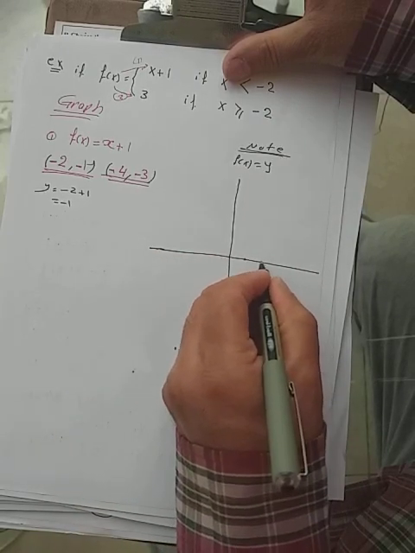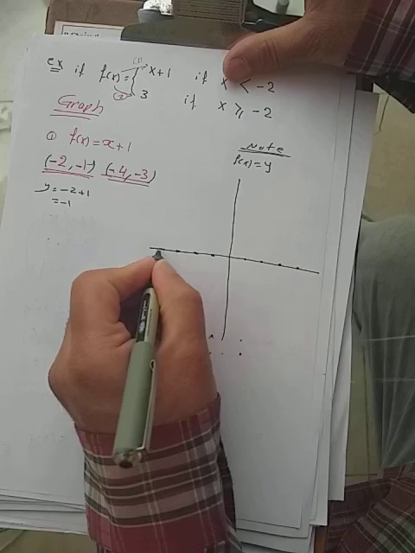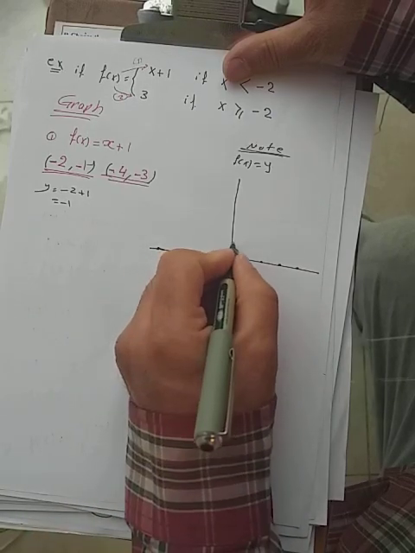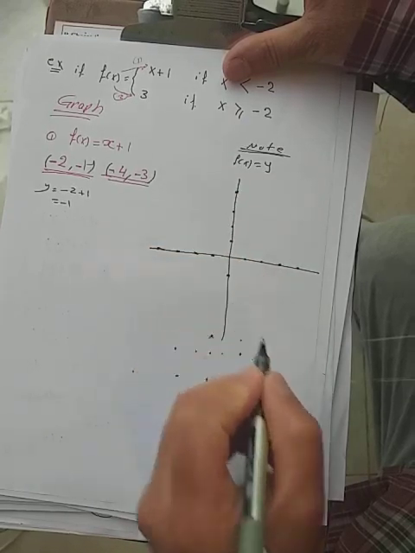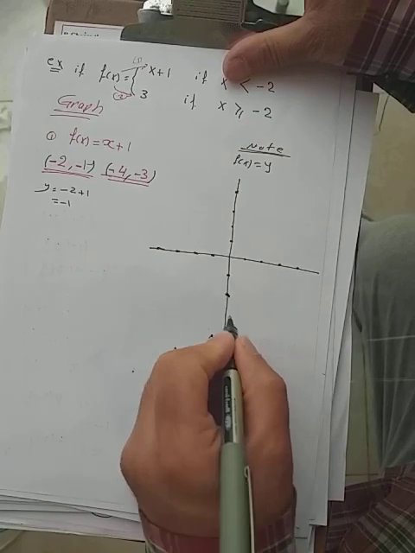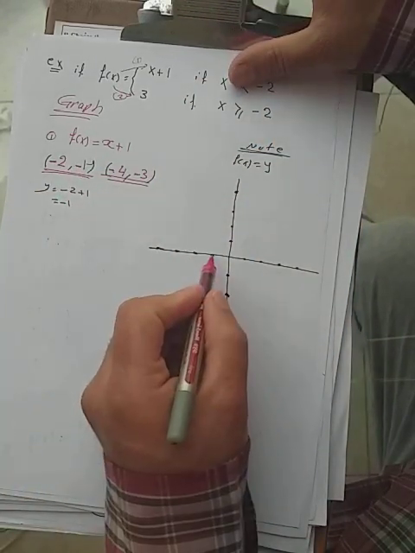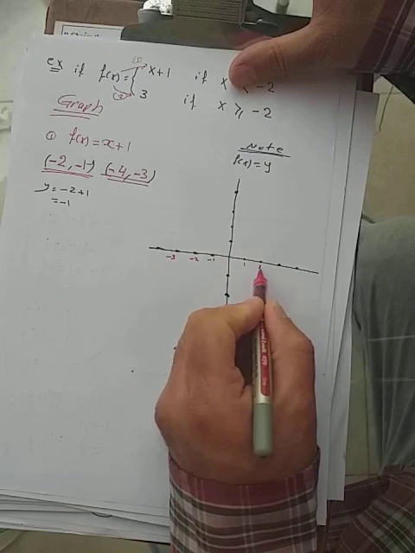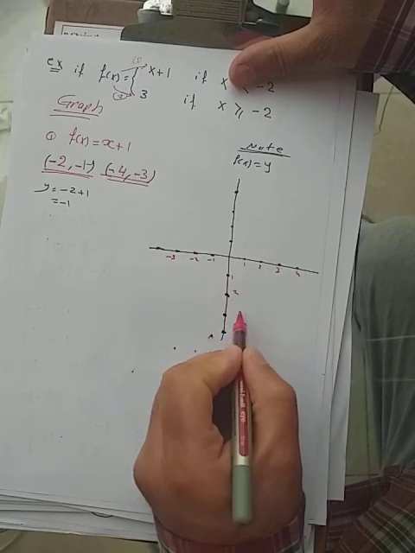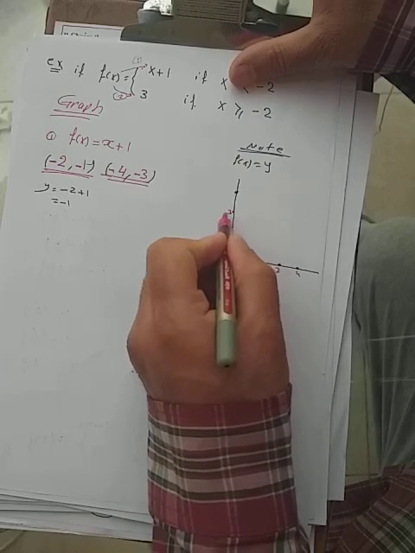Origin, 1, 2, 3, 4. Minus 1, minus 2, minus 3, minus 4. The first point is minus 2, minus 1. This is negative 2, this is negative 1, negative 3. 1, 2, 3, 4 on the negative side, and this is positive 1, 2, 3, 4. Okay.